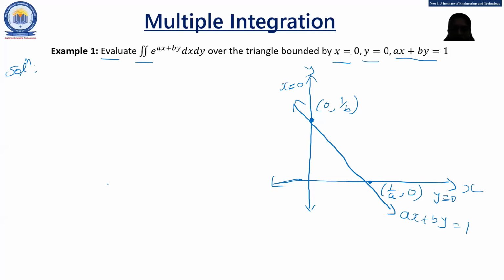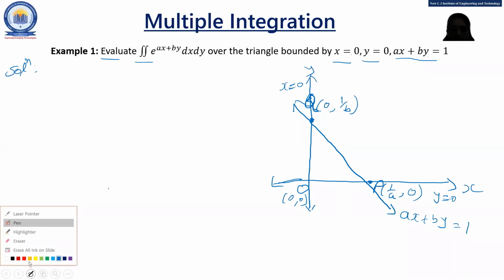By this graph, this is our region, right? This point A is the origin, 0, 0. This point is point B. And this is point Q. It means the region of this question is bounded by this OPQ part. This is our region. Any doubt?